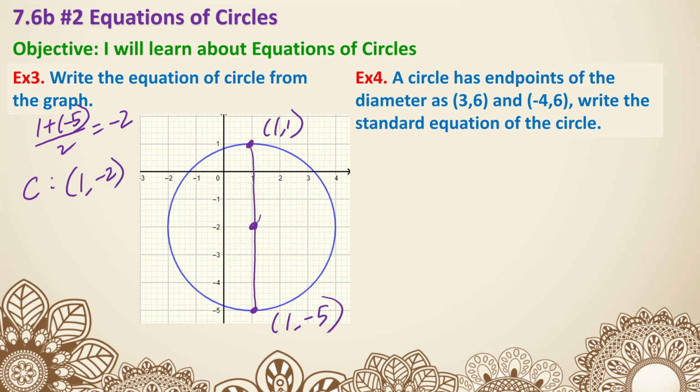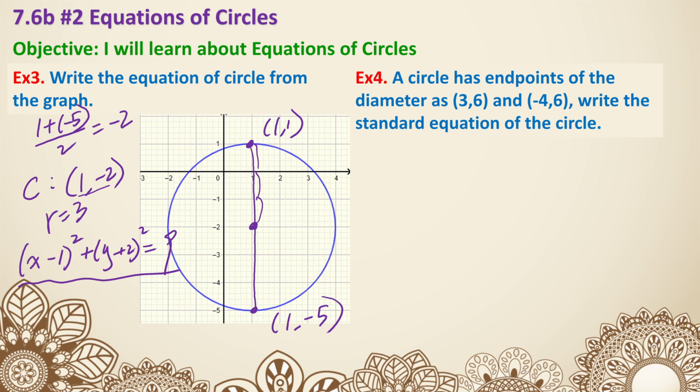Then the radius will be 1, 2, 3. So r equals 3. I can write the equation (x minus 1) squared plus (y plus 2) squared. Again, the opposite of the numbers that we have in the coordinates. That equals the radius squared, which is 3 squared, which is 9. And there's my equation for number 3.